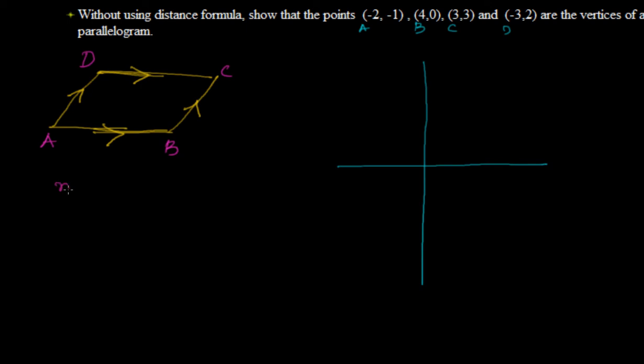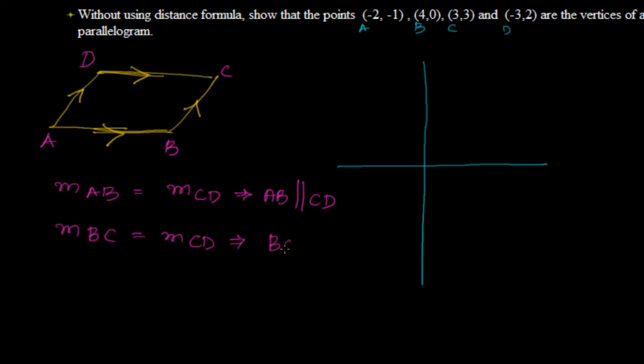If I am able to prove that the slope of AB is equal to the slope of CD, that implies that AB is parallel to CD. Similarly, if I am able to prove the slope of BC is equal to the slope of DA, that tells me that BC is parallel to AD. If you have two pairs of lines parallel to each other, then it is a parallelogram. So let's go ahead and try to prove this. Let's first try to plot these points.